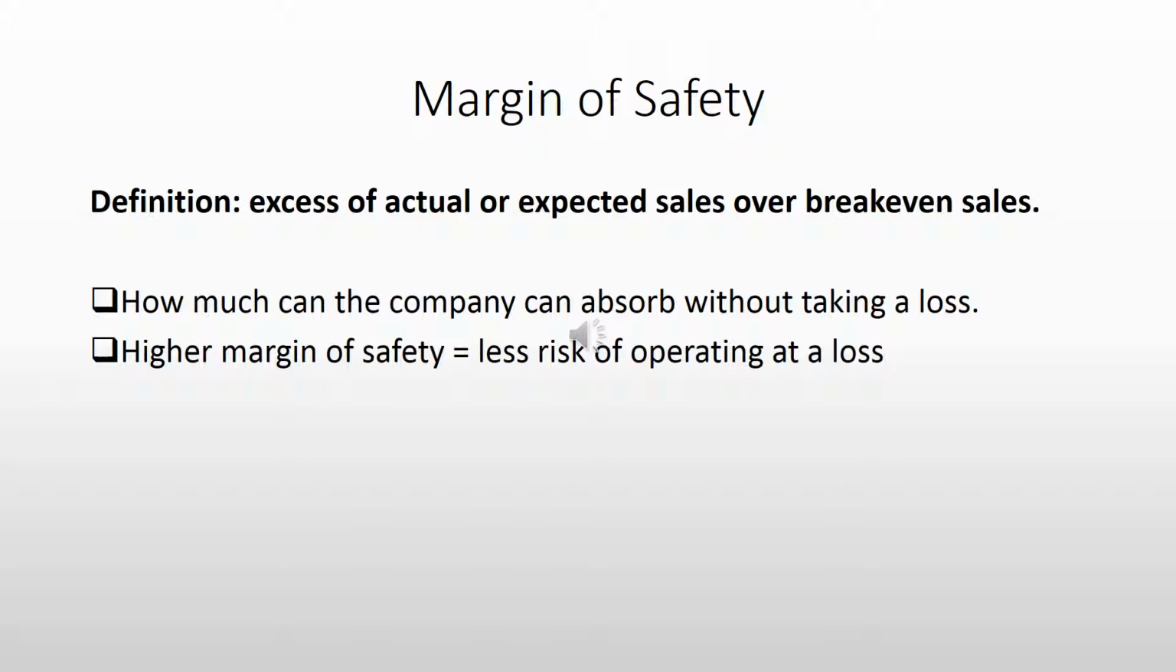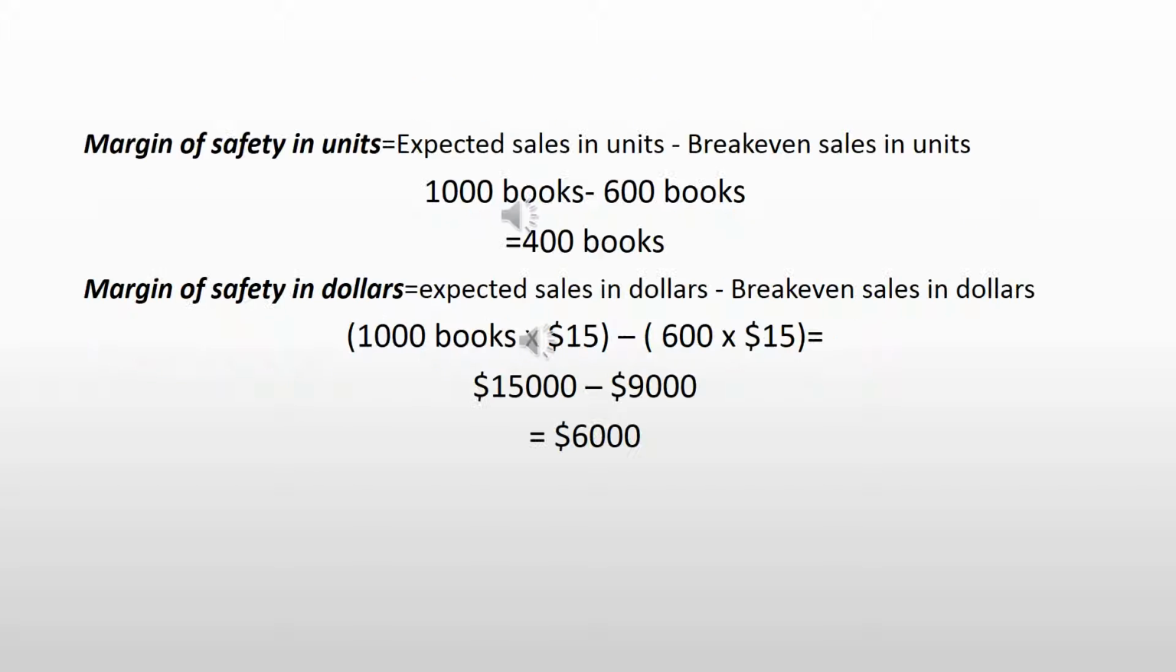It can be defined as the excess of actual or expected sales over break-even sales, or in other words, how much can the company absorb without taking a loss. And it's important for managers to calculate a margin of safety because it shows them whether or not the company is at risk of operating in a loss. And they prefer to operate at a higher margin of safety because there tends to be less risk involved with that. So how do we calculate the margin of safety?